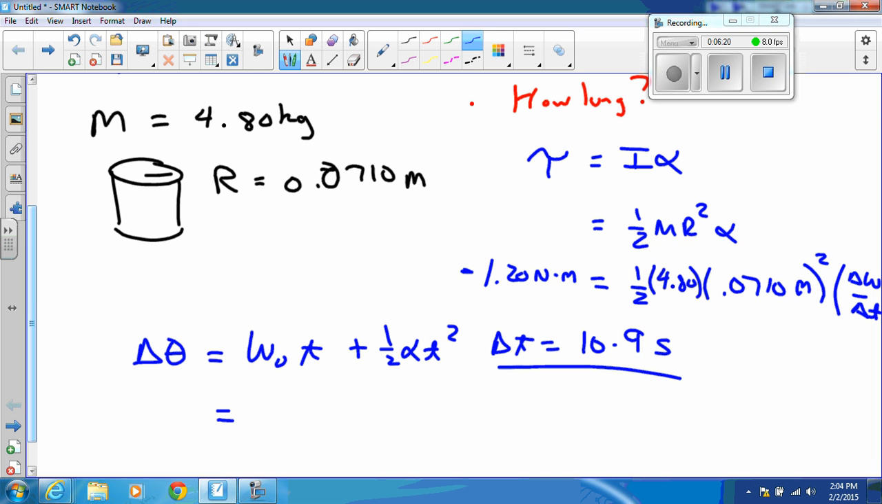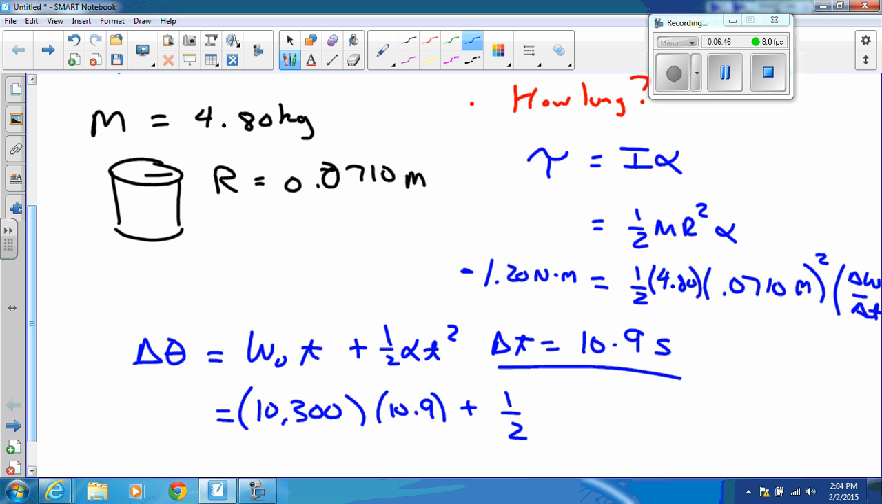And so now, Blake, what do we have here? Well, the initial omega is 10,300. Time is 10.9. The angular acceleration, alpha, is delta omega over 10.9. Oh, omega, I'm sorry. Go ahead.